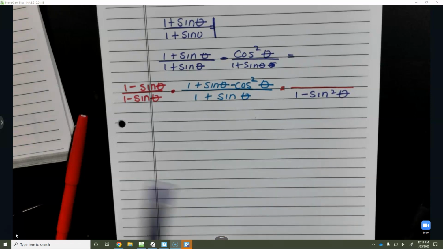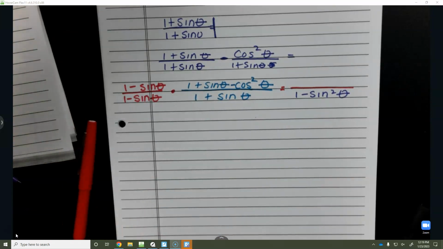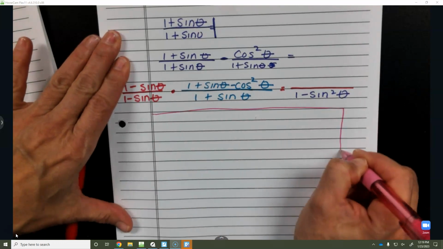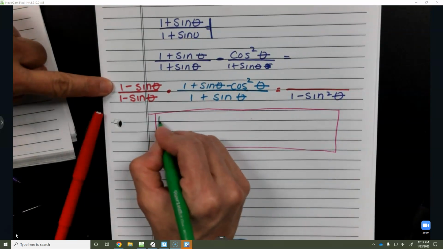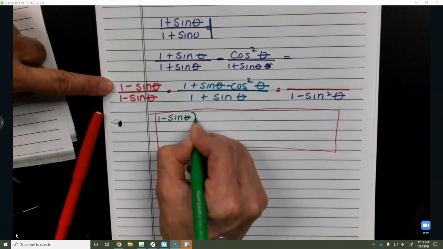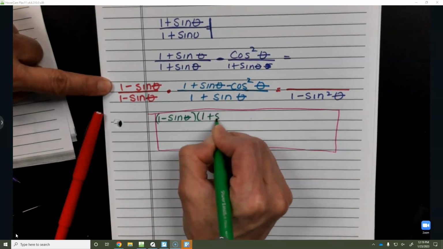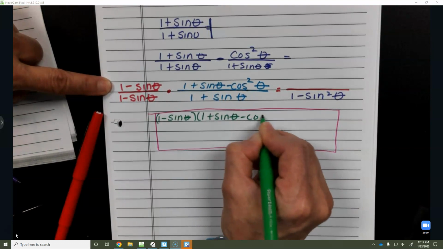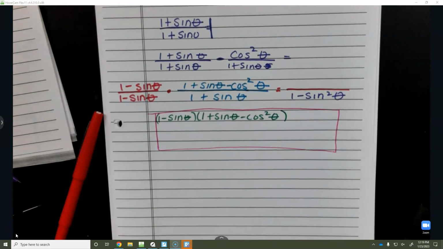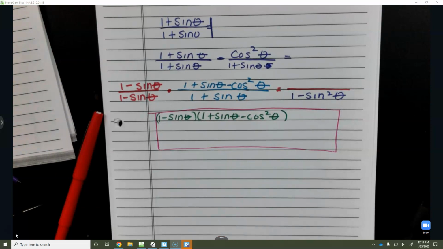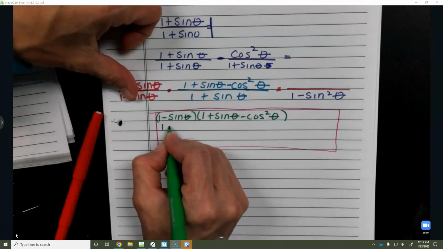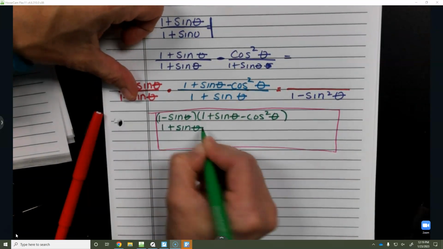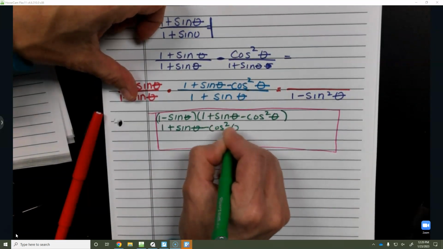Because we have some work to do at the top. So in this box right here, guys, I am only showing the numerator. So this is going to be 1 minus sine theta times 1 plus sine theta minus cosine squared theta. I've got to distribute. I'm going to distribute a 1 to everything first. That's easy. You just rewrite it down. So 1 times all of that is 1 plus sine theta minus cosine squared theta.